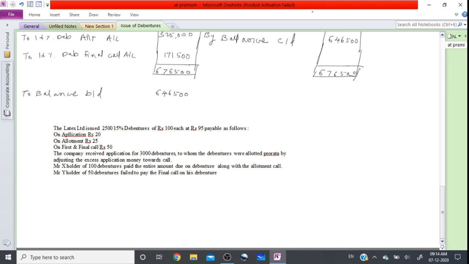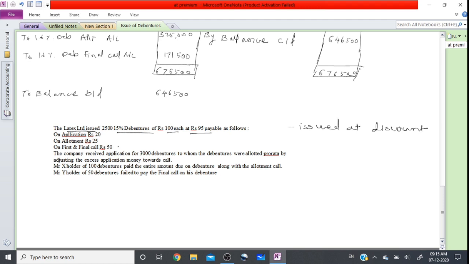The problem is of issue of debenture, because the name of the company is Latex Limited, issuing 2,500 15% debentures of rupees 100 each at 95 payable. So it indicates that this is a problem of what? Issue at discount. So we'll confirm this, make addition of application, allotment and call money.